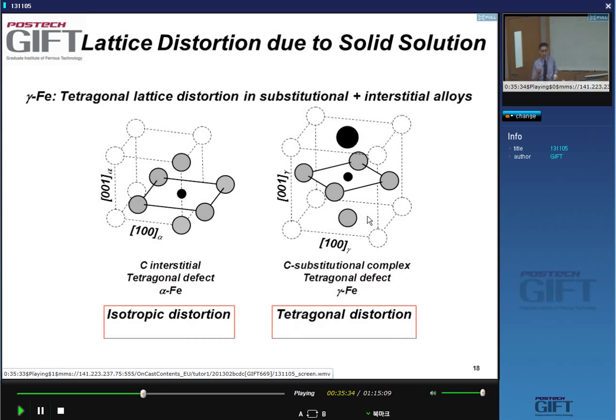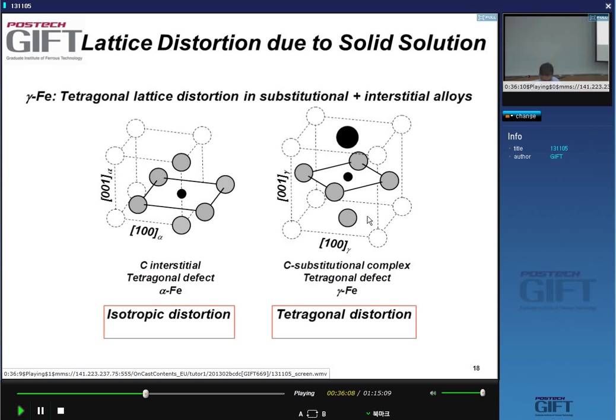So that would mean that in alpha iron, when I have an interstitial, I get tetragonal distortion, and when I have a substitutional, I get isotropic distortion. In the case of gamma iron, when I put in carbon, I get isotropic distortion, and when I put in substitutional alloying, I also get isotropic distortion. Is that true?